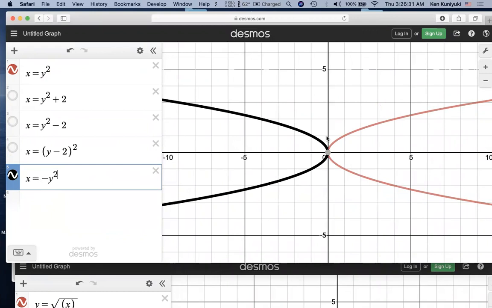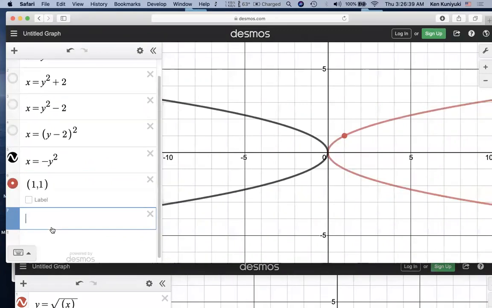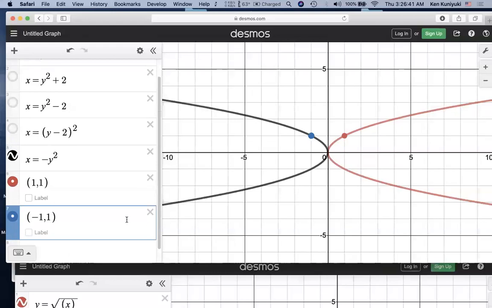So for example, when y equals 1, we have 1, 1 on the original graph. We have negative 1, 1 for this point on the reflected graph. X equals the opposite of y squared. If y equals 1, x equals negative 1. So for each y value in the domain, the corresponding x coordinate flips over to its opposite.